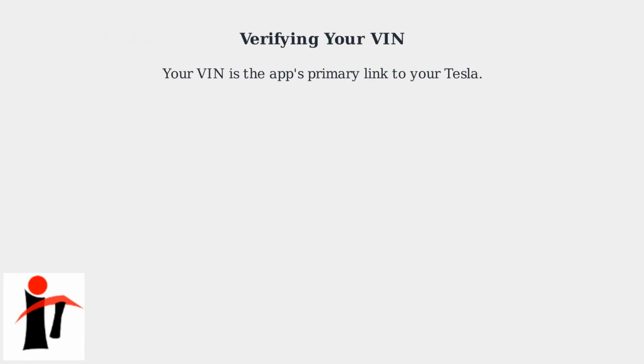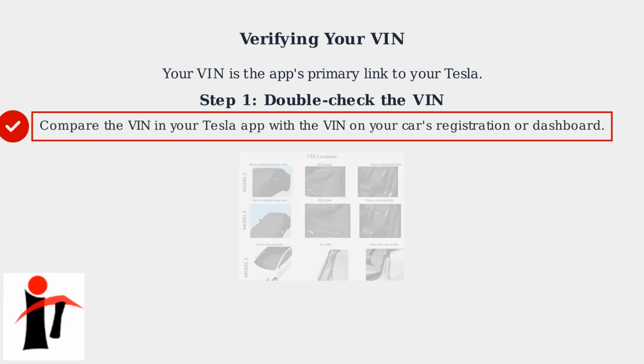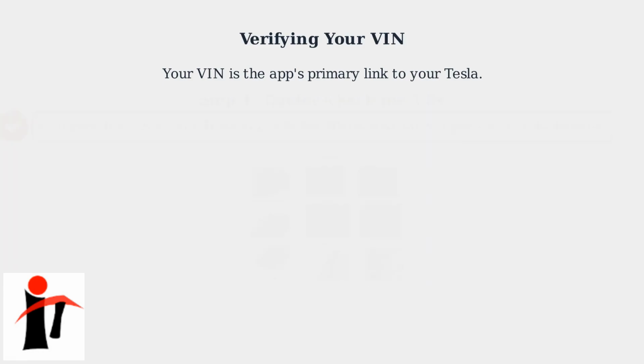Your VIN is the app's primary link to your Tesla. First, double-check that the VIN displayed in your Tesla app matches the VIN on your car's registration or dashboard. To verify, compare the VIN in the app with the one on your vehicle's registration documents or dashboard. The VIN is a unique 17-character code that identifies your specific Tesla. VIN locations on your Tesla include the driver's side windshield, the door jamb, or under the hood. Here are the specific locations for different models.